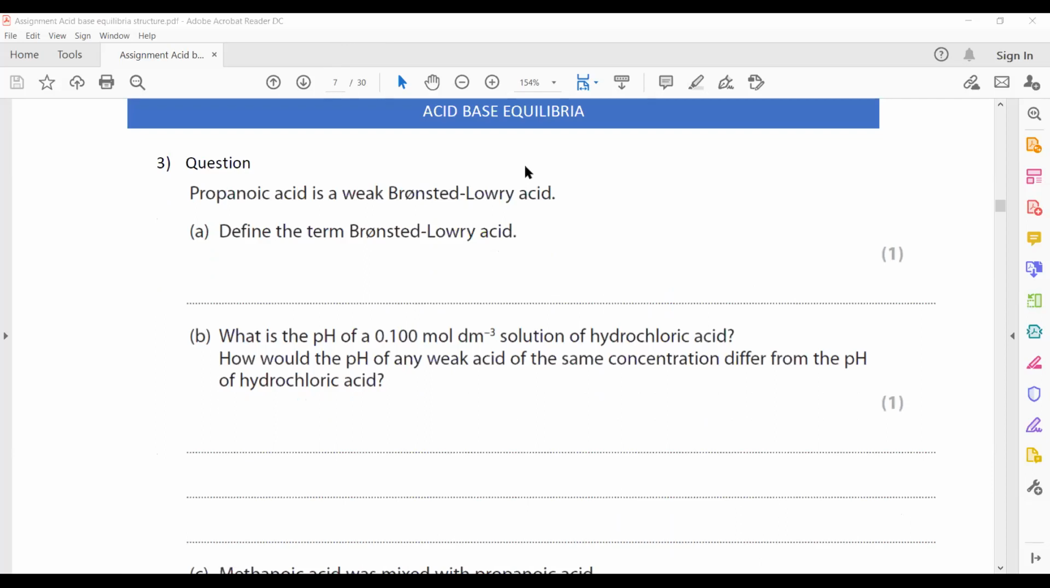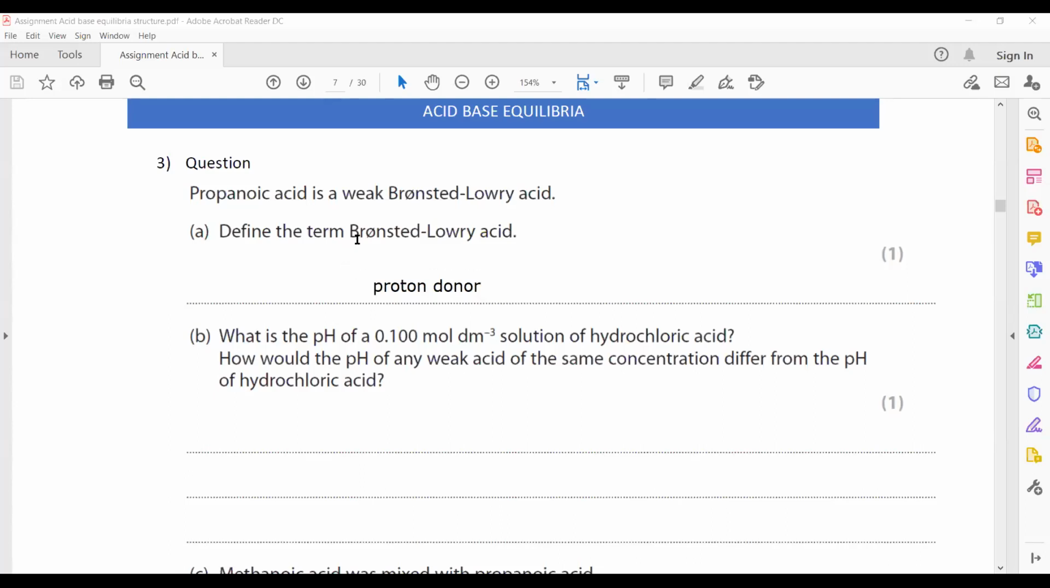Then propanoic acid is a weak Bronsted-Lowry acid. Define the term acid. So the definition of acid: acids are proton donors. That's the definition of acid. Acids are simply proton donors. If you say hydrogen ion donor, that's not acceptable. It should be proton donor.